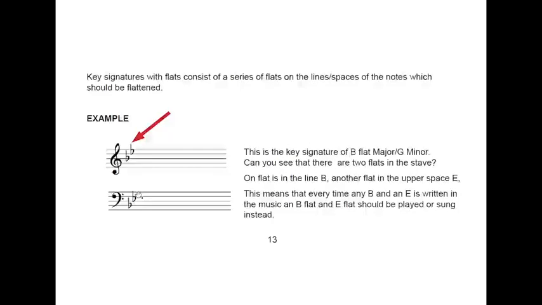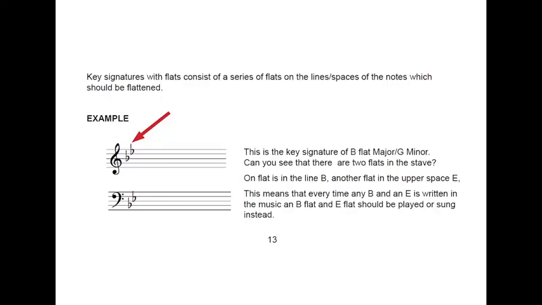Another example. Key signatures with flats consist of a series of flats on the lines or spaces of the notes which should be flattened. For example, these are two flats. One flat is in line B, another flat is in line E. This is the key signature of B flat major or G minor. Can you see that there are two flats in the stave? One flat is in line B, another flat is in the upper space E.